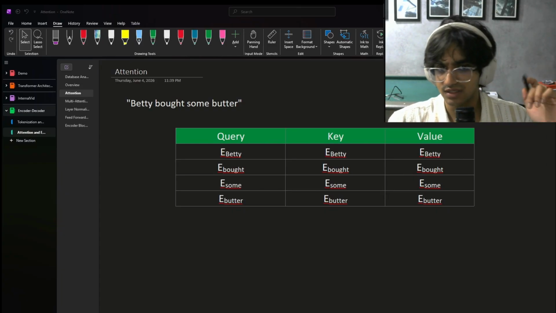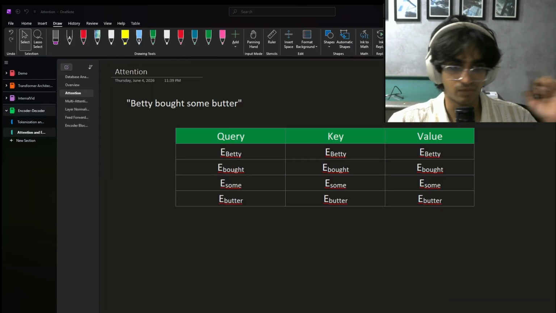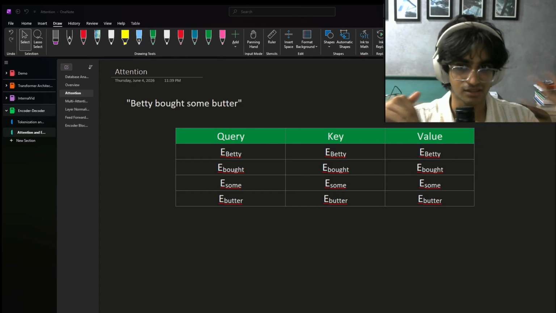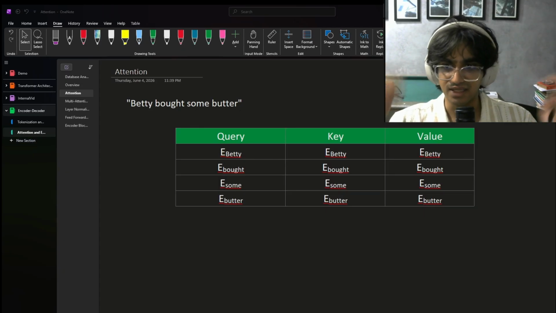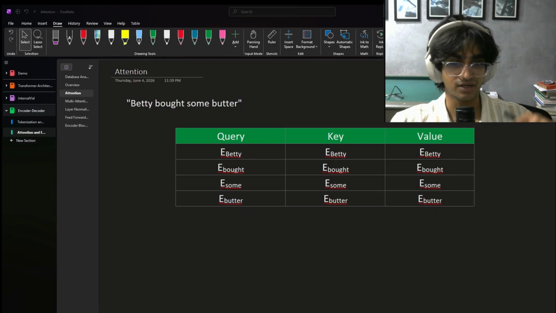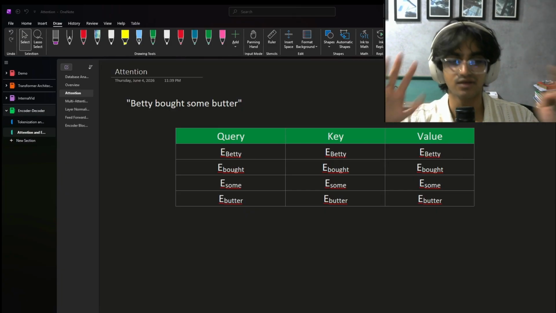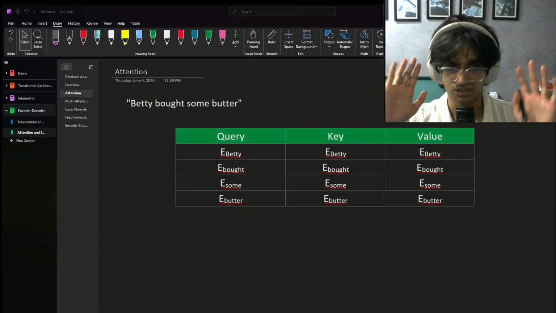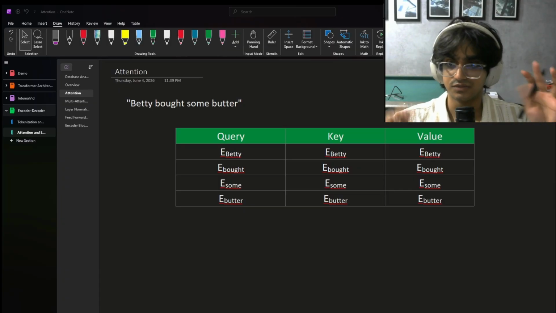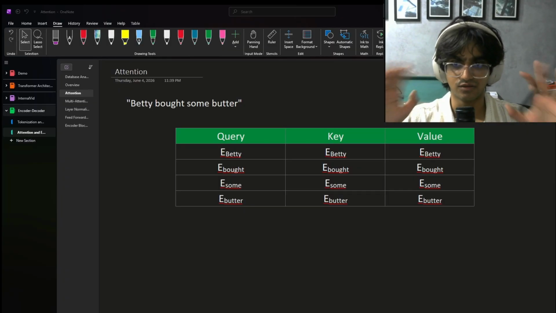So we got our attention. Let's take our sequence, Betty bought some butter. So our context length here is 4. We got a query, a key, and a value, similar to the database analogy. That's why I taught you about that. And E of Betty, E of bought, E of some, and E of butter represent just the embedding version of that. Technically it's the tokenization, and then the token ID has the corresponding embedding, but here we're just taking word-level tokens. So let's not get too much into the details. Just know that E of Betty means the embedding corresponding to the word Betty.